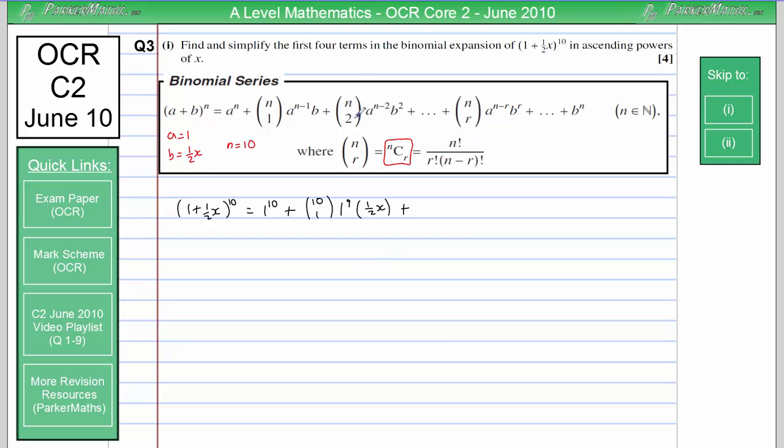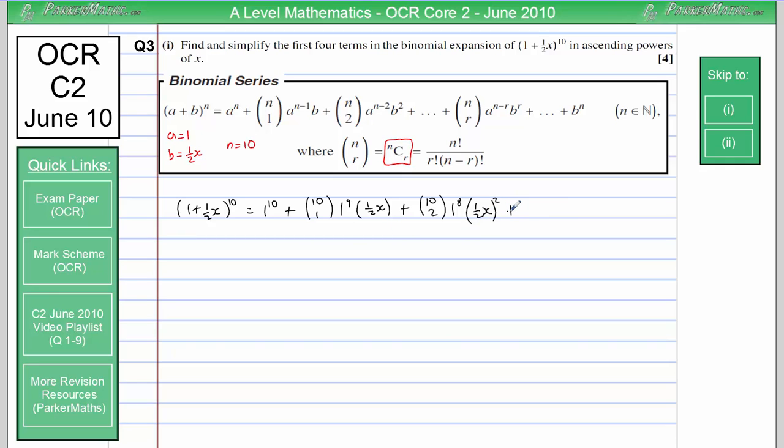For our third term, we're going to do 10 choose 2, multiplied by 1 to the power of 10 minus 2, which is 8, multiplied by b squared, so that's (½x) squared. Now it's really important that you put this inside a bracket here because you are squaring all of it. You're not just squaring the x, you're squaring the half as well, and we'll get to that in detail when we simplify later. So we're looking for the first 4 terms.